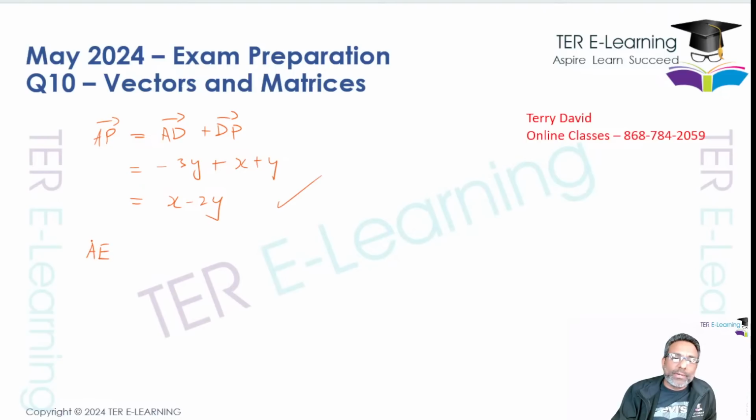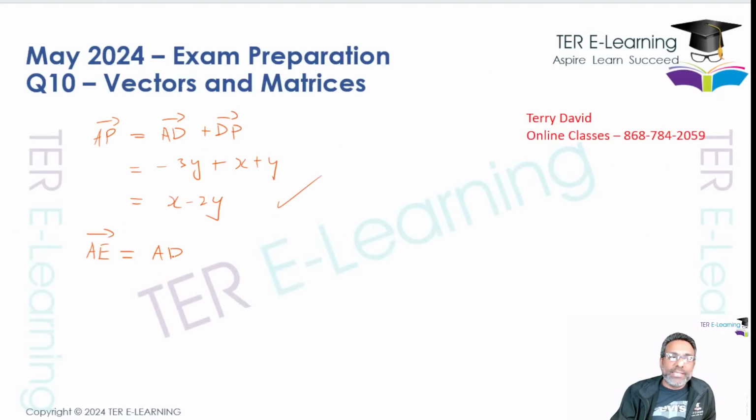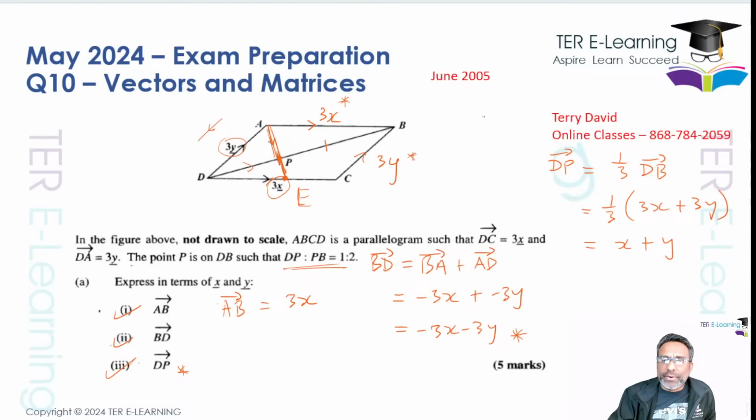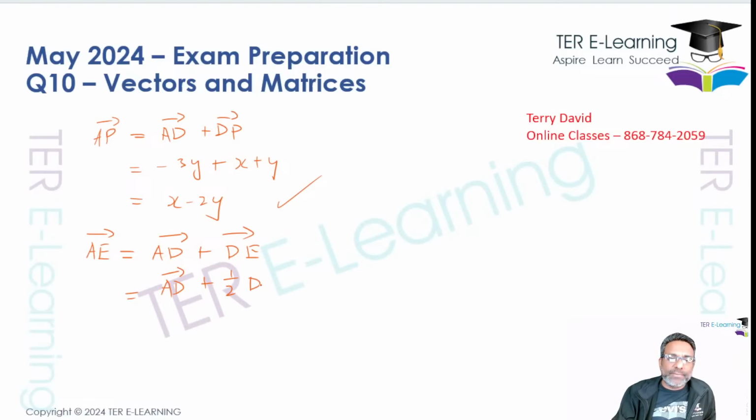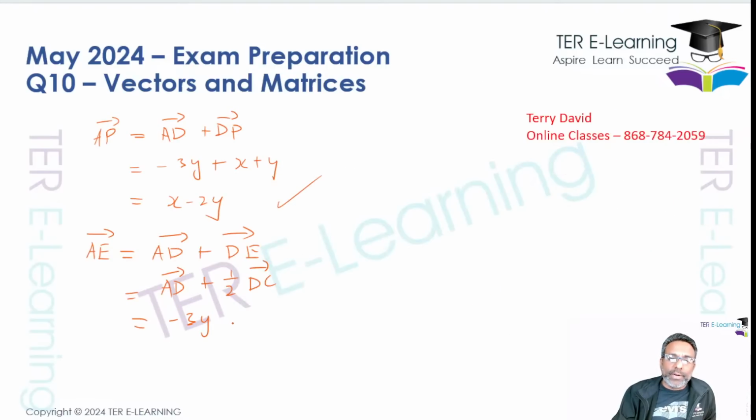So AE, and you can look at your diagram to figure out AE. AE is the same as going from A to D and then D to E. Now the vector AD, I know what it is. Now the vector DE, let's back up a sec. What is DE? Remember, E is the midpoint of DC, so DE is going to be a half DC. So AD is, going back to the diagram, minus 3y, plus a half multiplied by DC. What is DC?